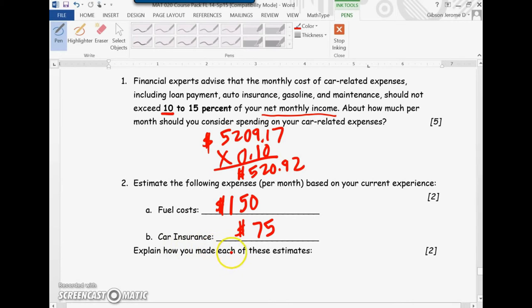It says explain how you made each of these estimates. You can say personal experience.